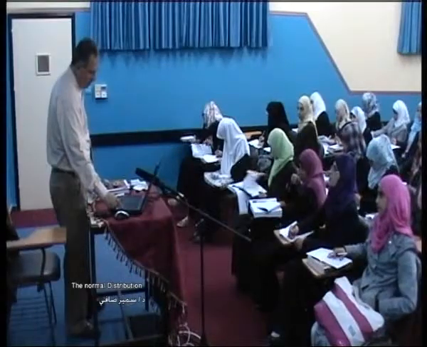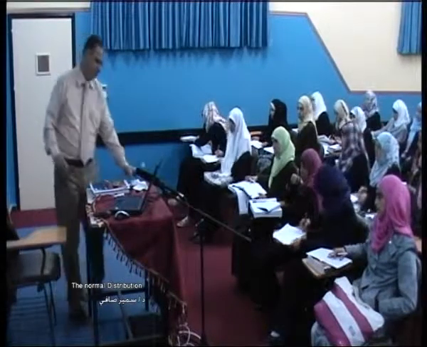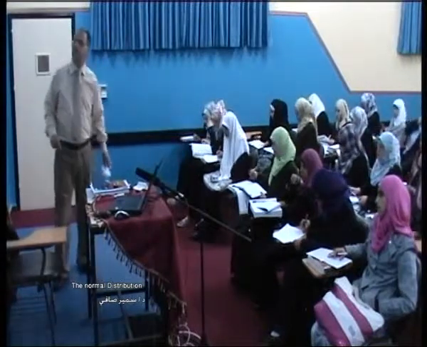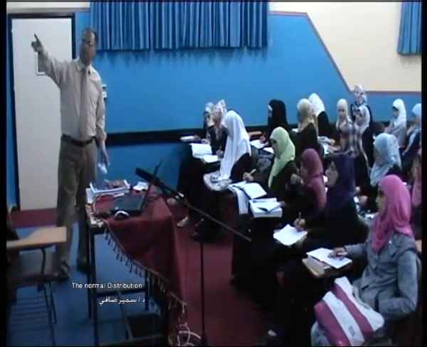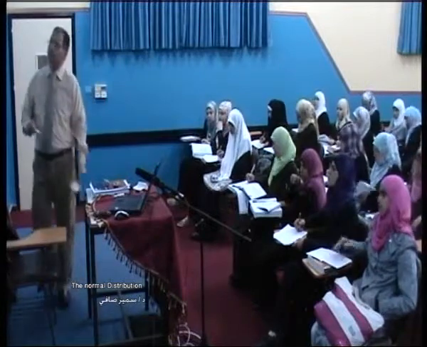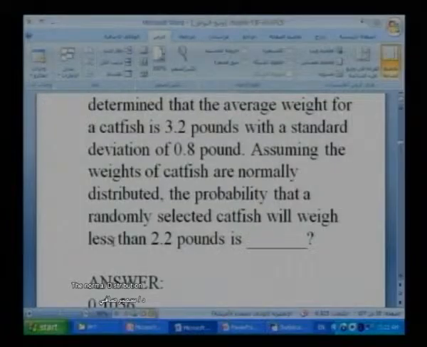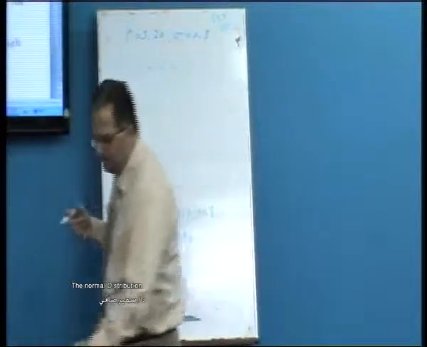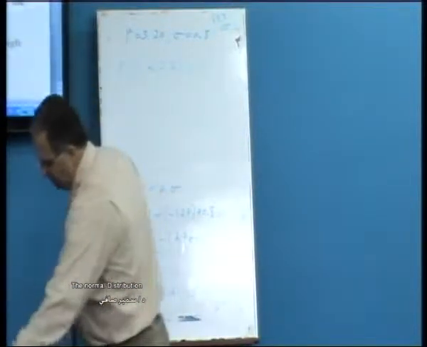The last part here for the same problem, he asked about what's the probability that a randomly selected fish will weigh less than 2.2 pounds? I think it's straightforward. Yes, sir. We did something similar in part A. So P of X less than 2.2. So he's looking for this probability, which is a straightforward one.